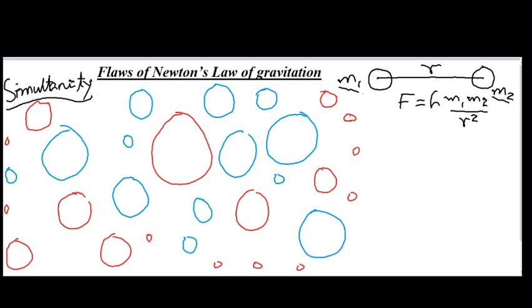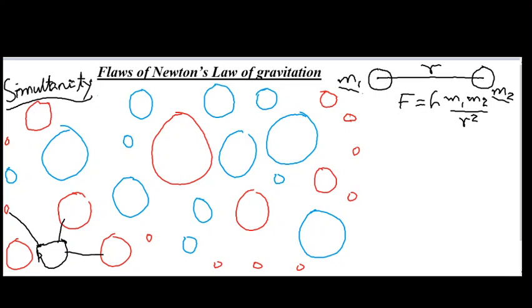The first one is that according to this law, the force of gravity should travel at an infinite speed. That is, gravity influences simultaneously all the other objects in the universe. For example, a mass is created here at this point of the universe, and according to this law, this mass exerts the gravitational force simultaneously on the other objects.